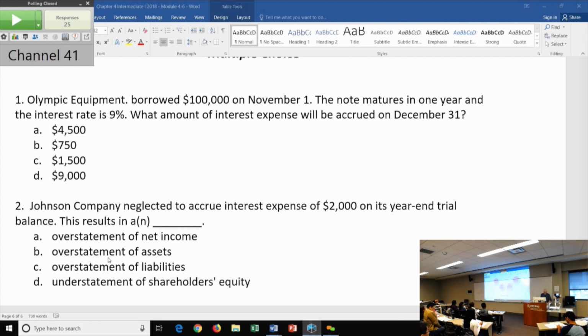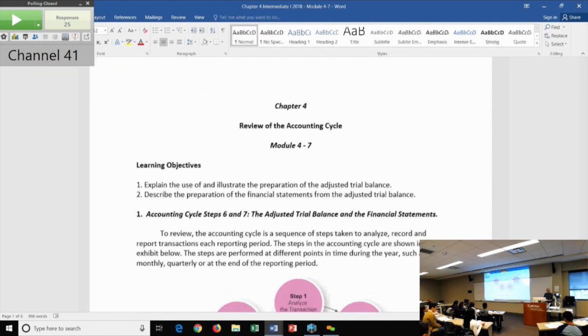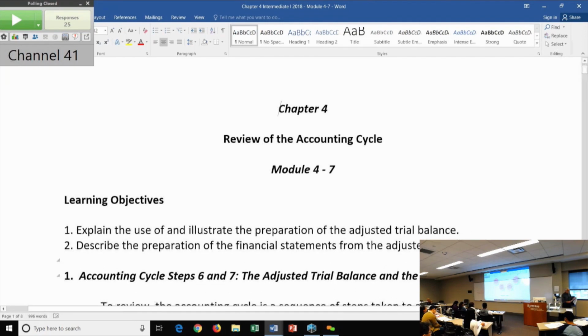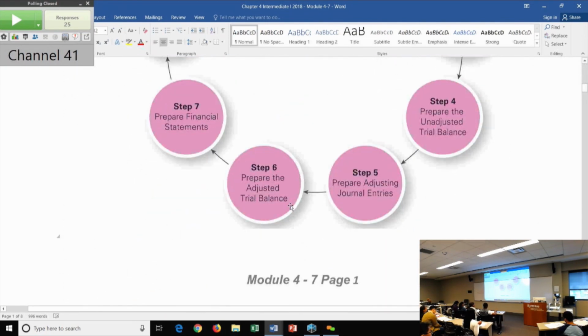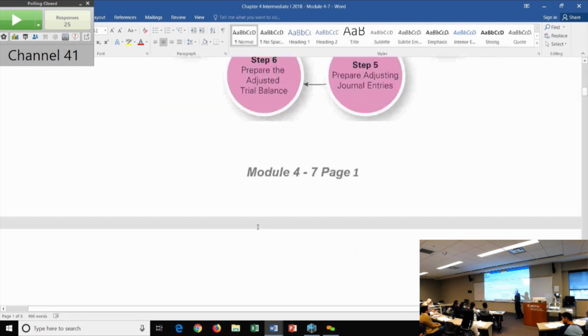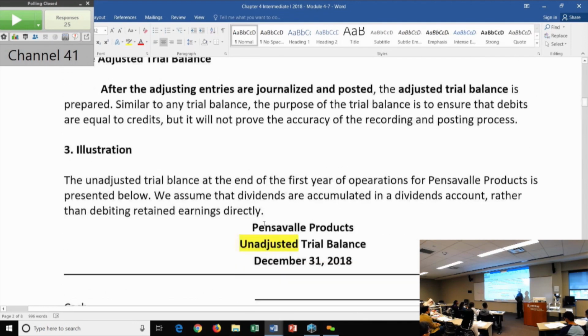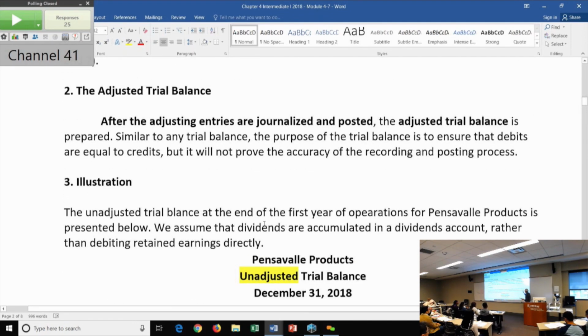All right, so now, after the adjustments are made, we're going to move into steps 6 and 7. We're going to prepare the adjusted trial balance, and then from the adjusted trial balance, you prepare the financial statements. So, let's take another example. Remember, after all of the adjusting journal entries are journalized and posted, we then prepare an adjusted trial balance to be sure that debits are equal to credits. Again, we don't prove the accuracy. So let's start with an unadjusted trial balance.